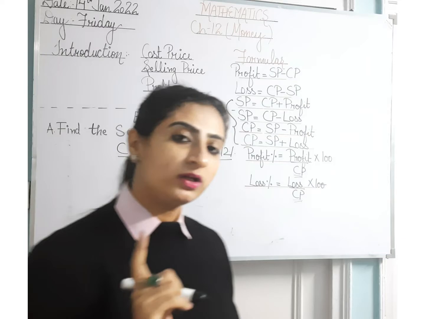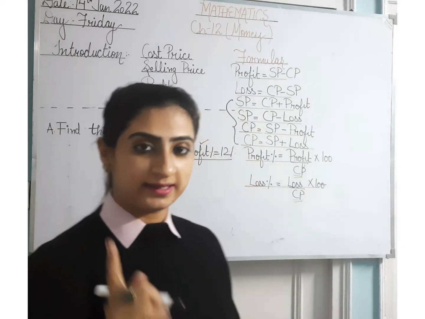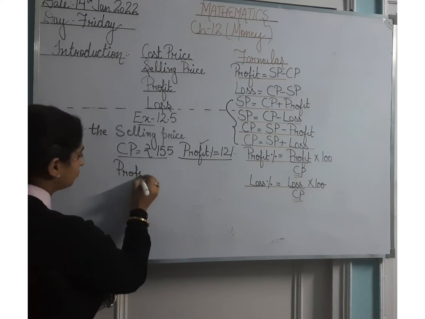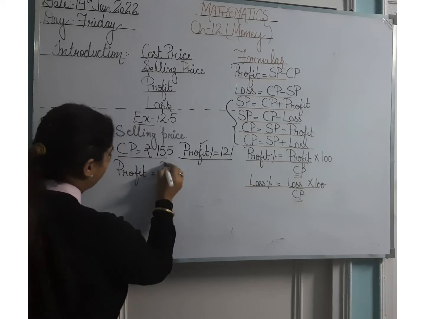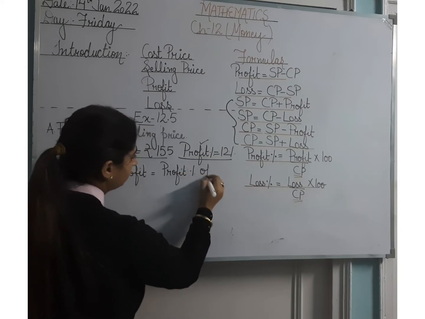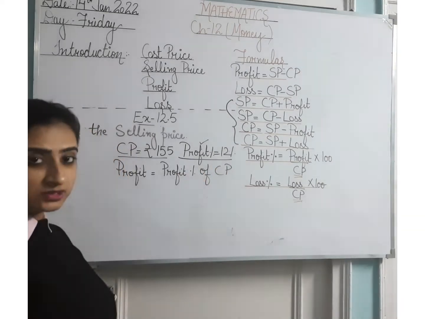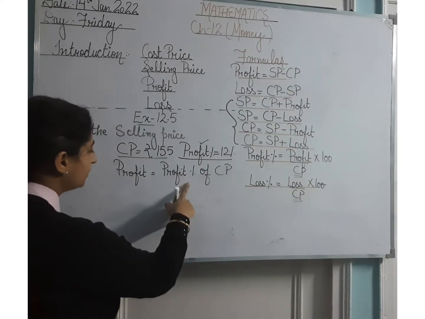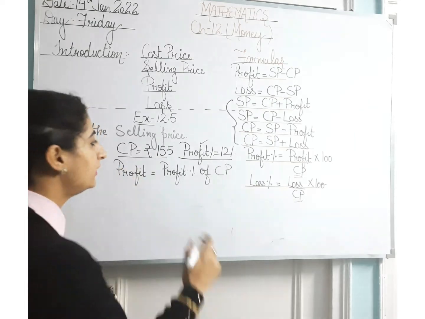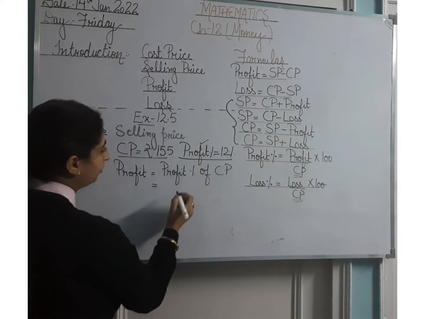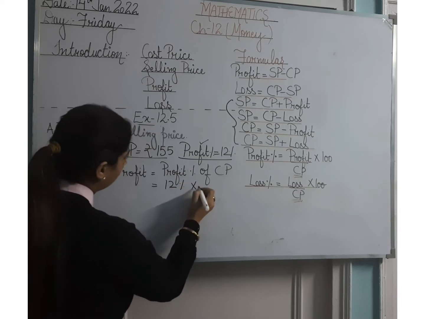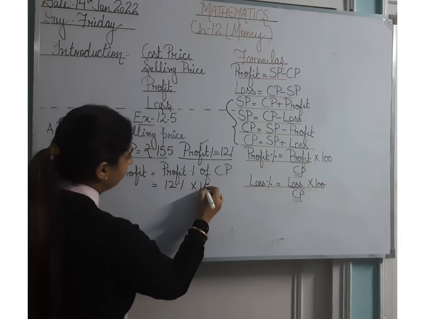So, can you calculate profit from profit percent? Yes, we can. How? We can write profit equals profit percent of CP. Is this line true? Yes, it is true, because profit is always profit percent of CP. Whatever profit we got, we are getting on the CP. So this we need to solve. Profit percent is already given, 12%, of means multiply. Cost price is already given, 155.